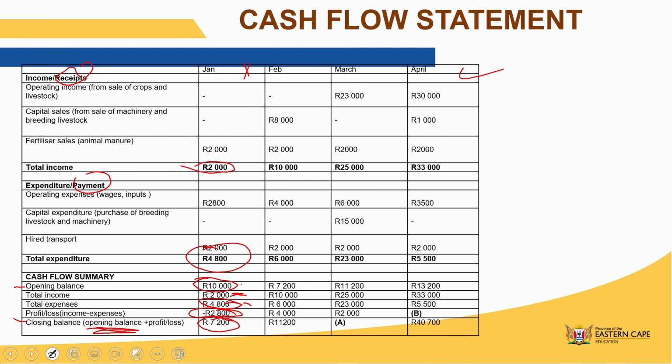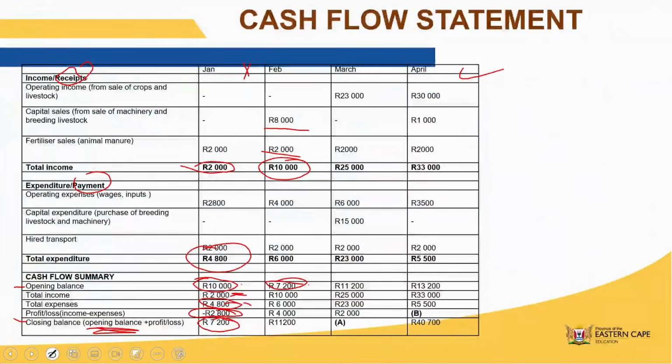The closing balance for January becomes the opening balance for February. So in February, that 7,200 rand is now the opening balance. Then again in February, we have the total income. The total income for February is 10,000 rand: 8,000 from capital sales and 2,000 from fertilizer sales, so it gives us 10,000 rand. Then the total expenditure for February is 6,000: 4,000 rand from operating costs and also 2,000 from the hired transport. It gives us 6,000 rand.